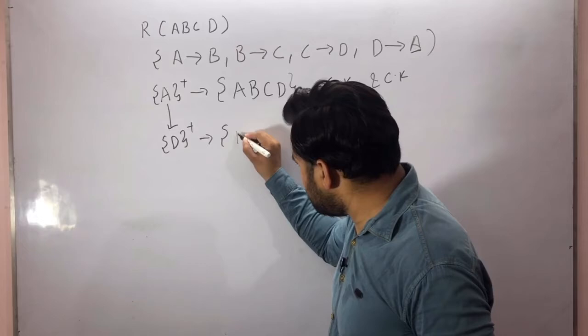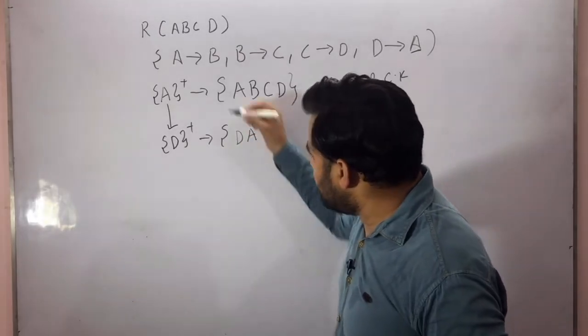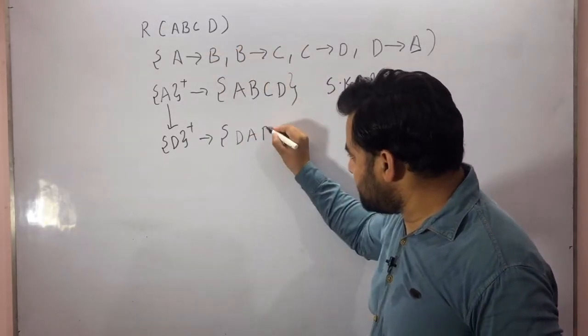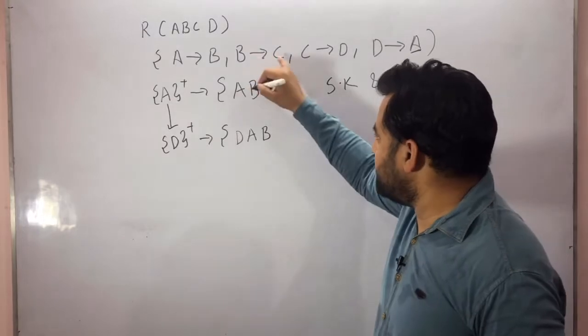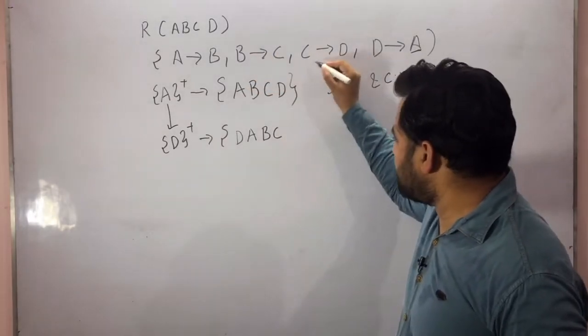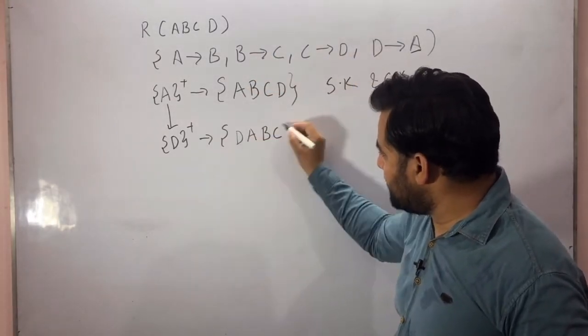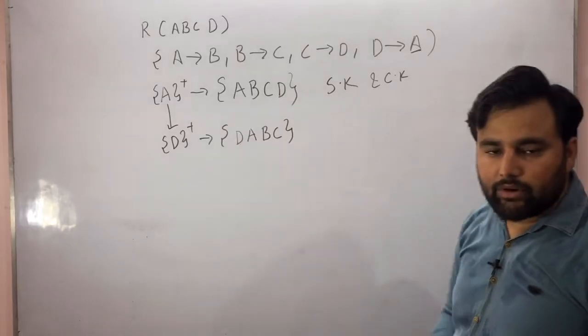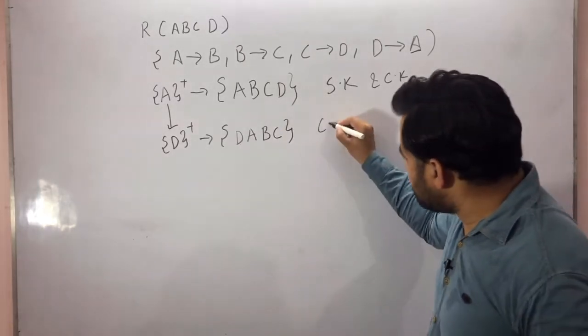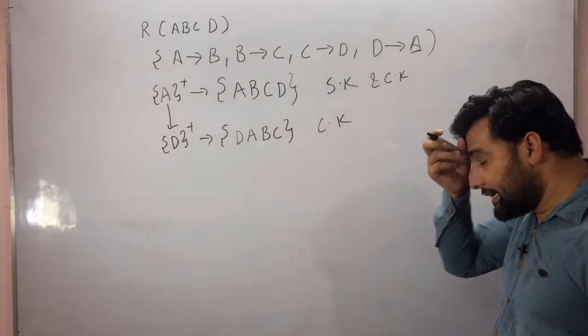So obviously I will get D first and then A. From A I'm going to B. From B I'm going to C, and from C I'm again going to D. So that means I found all the elements. So this is also a super key as well as a candidate key.